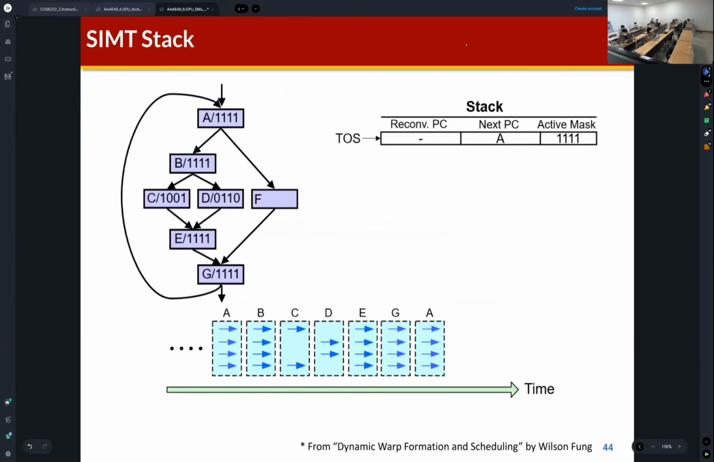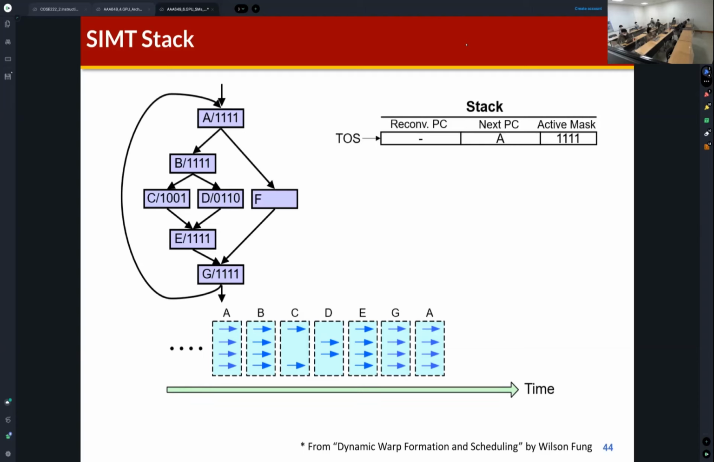So what's the problem? Even though the GPU supports the SIMT execution model, which means we can easily use branch instructions in a GPU program, what's the problem?